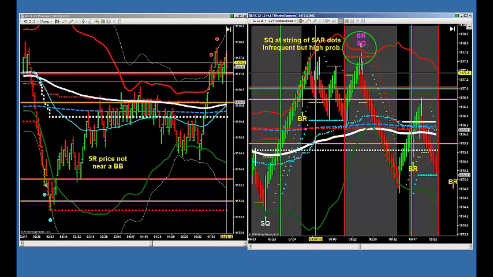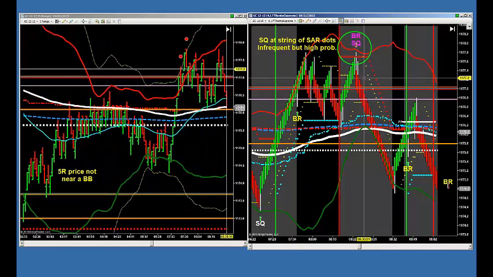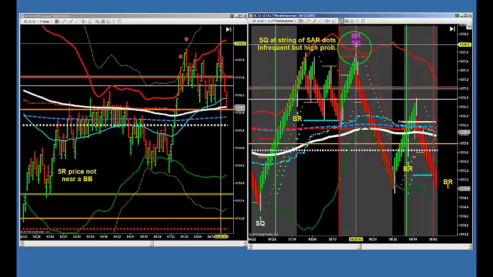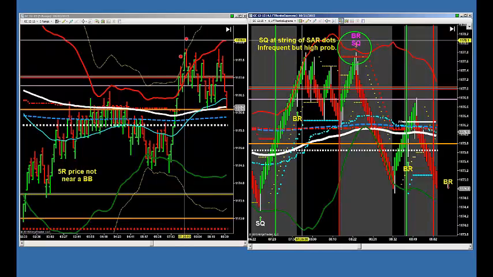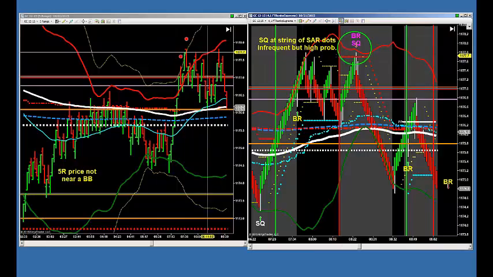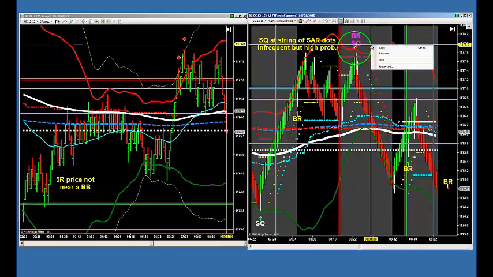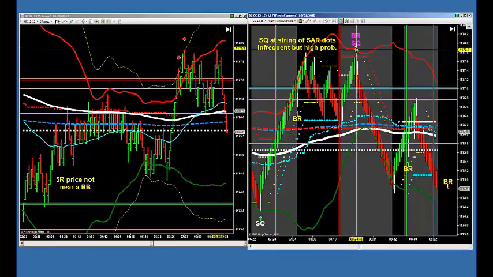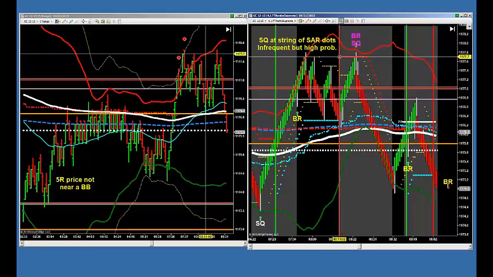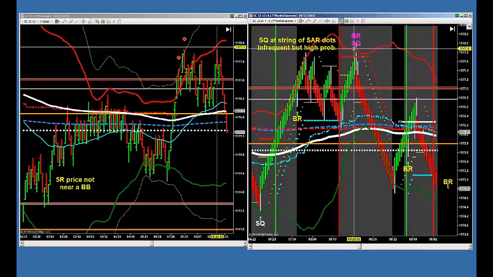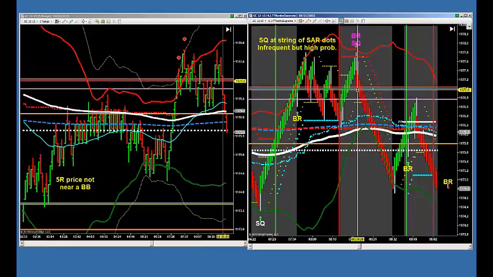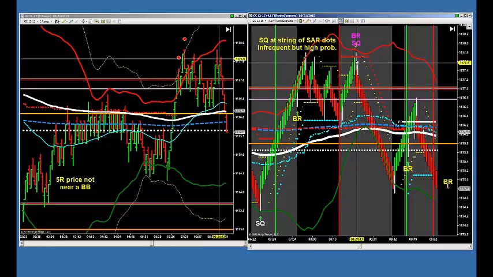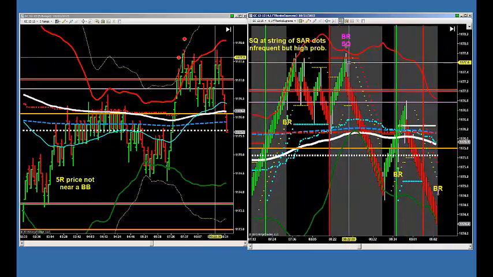Okay, this is kind of a rare occurrence, but I wanted to point it out. Now, if I didn't have the BR signals on here, you'd just see the white SQ. But an SQ had a string of these SAR dots, the red dots. And I am going to take this ellipse off so you can see it better. When you see this SQ signal forming and you see several of these dots forming fairly close to the Bollinger Band, very high probability trade. It's a wonderful confirming factor by itself, and it doesn't happen very often.